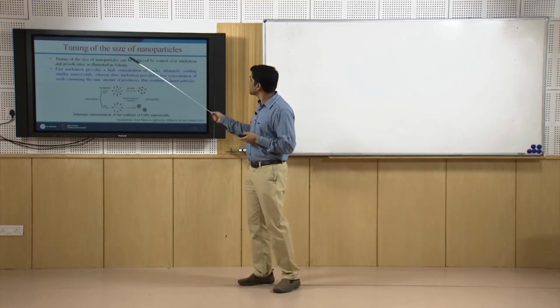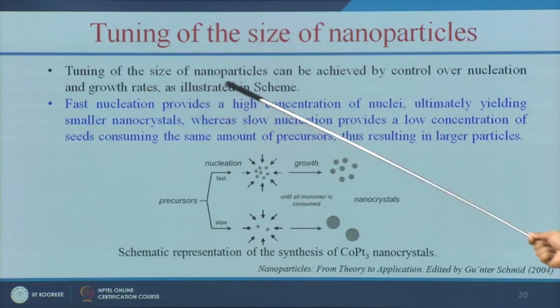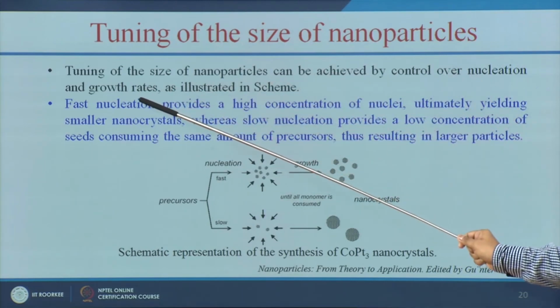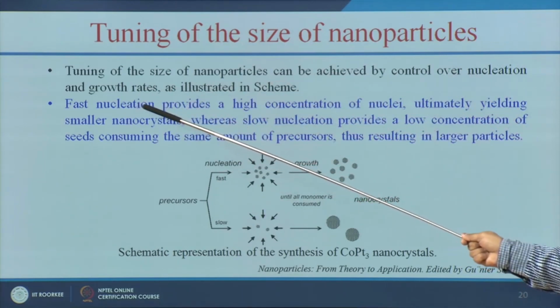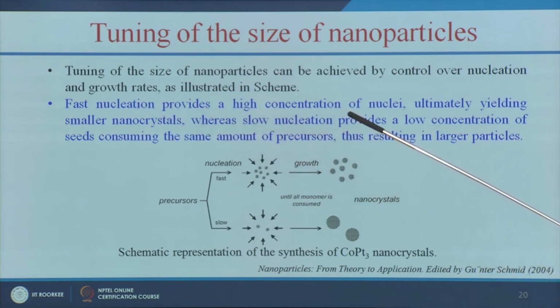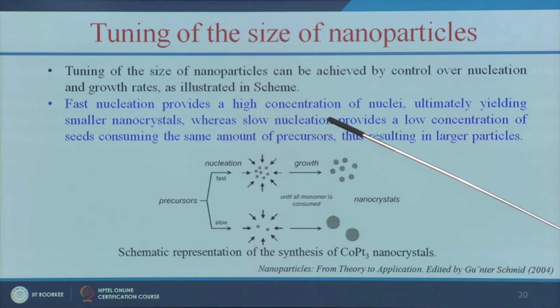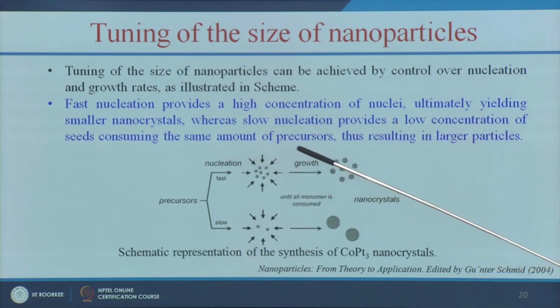So how can we tune the size of the particles? The tuning of the size of particles can be achieved by controlling the nucleation as well as the growth rate. For example, fast nucleation will provide a high concentration of nuclei and it will yield smaller nanocrystals, but when you use slow nucleation, it provides a low concentration of seeds and again the same concentration of precursors. So that results in larger particles.